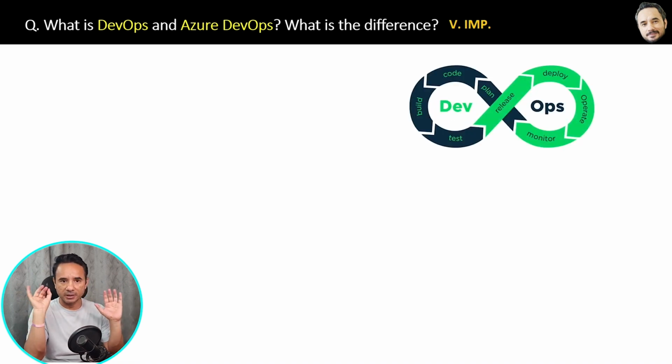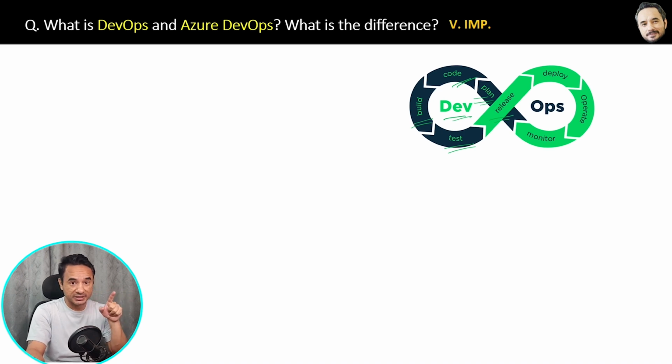Here is the diagram. In DevOps, Dev stands for development. What do developers do when they start creating an application? First they plan, okay? Then they code. Then they build the code so that the code will successfully compile. And then they test, unit test or whatever testing. Finally they release the application, okay?